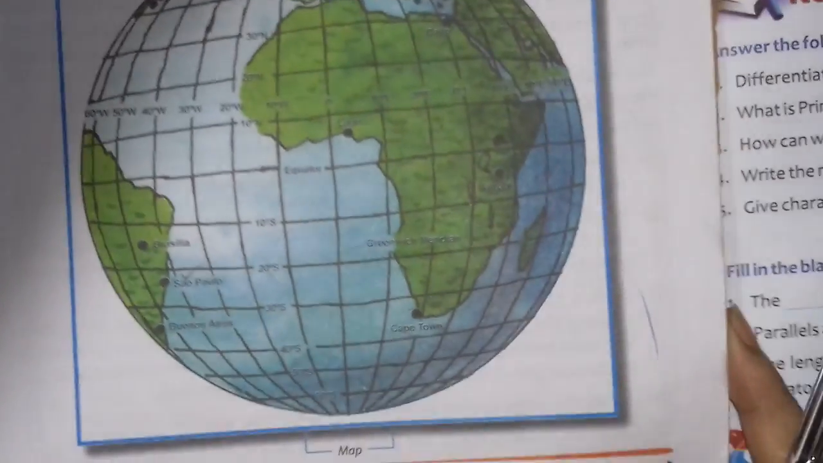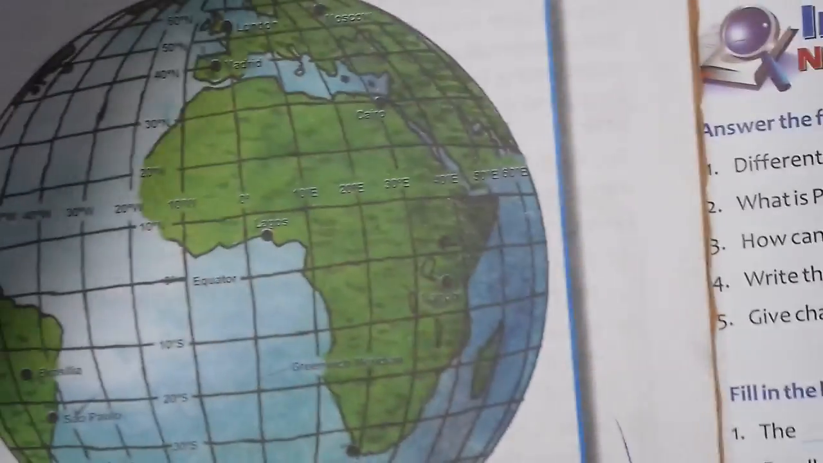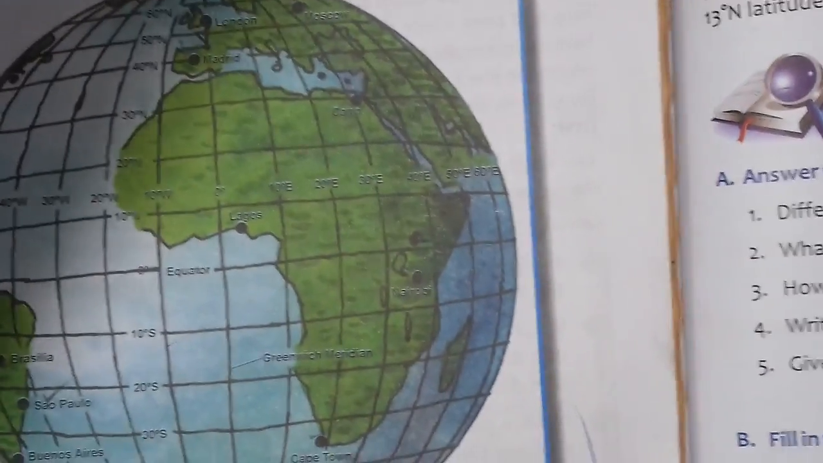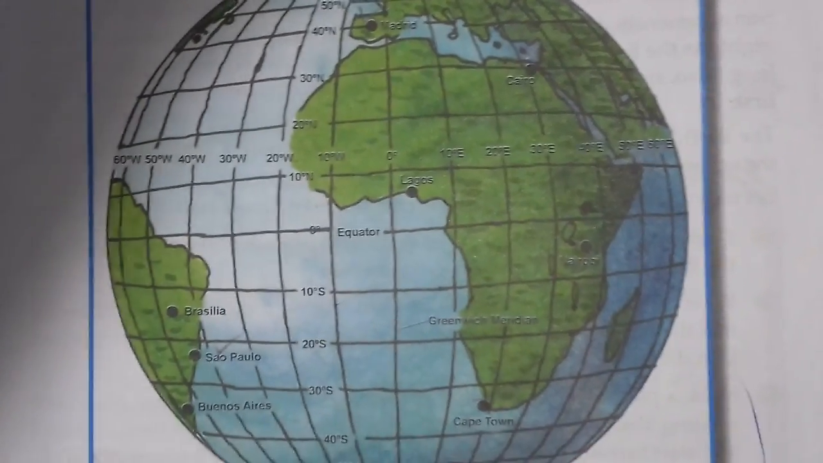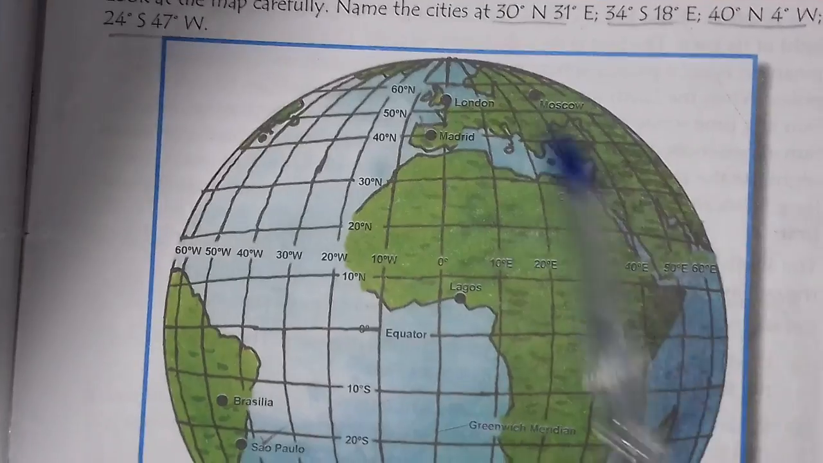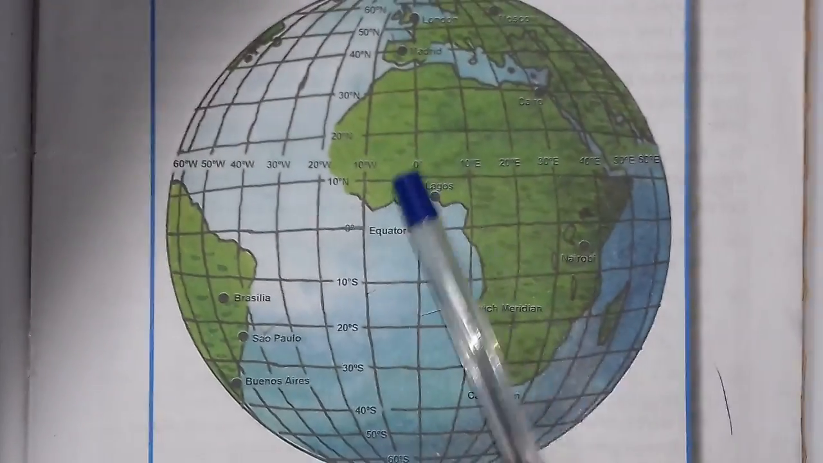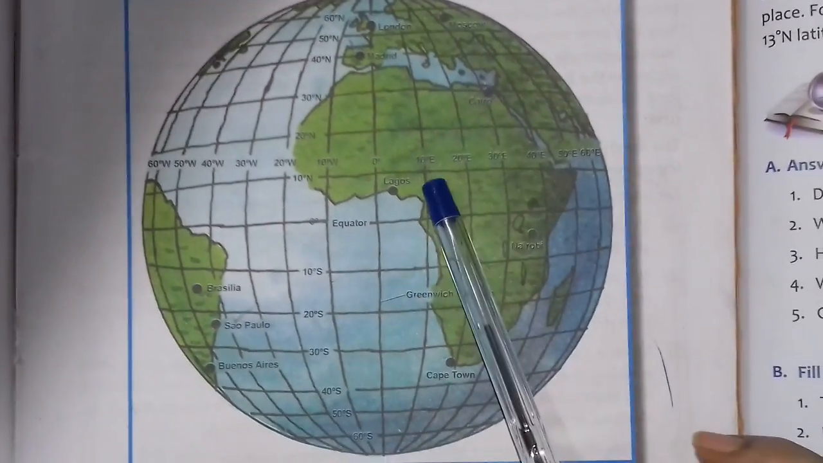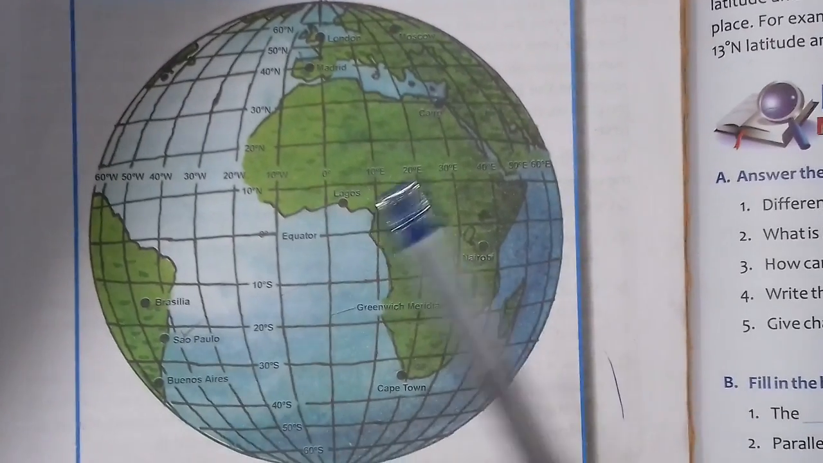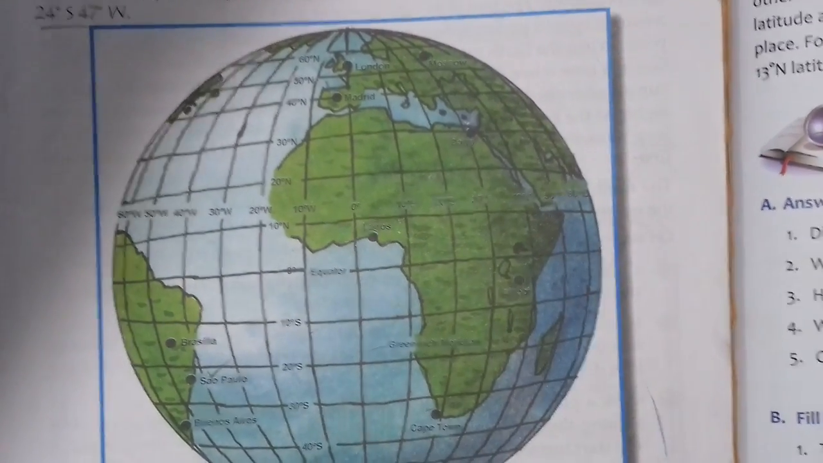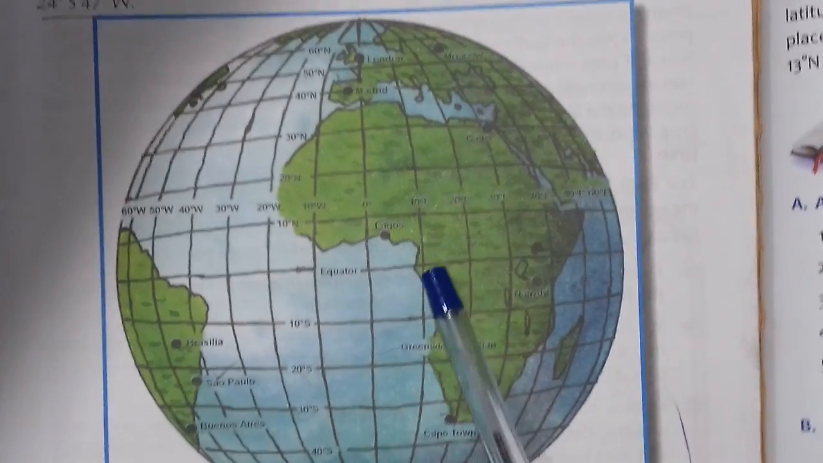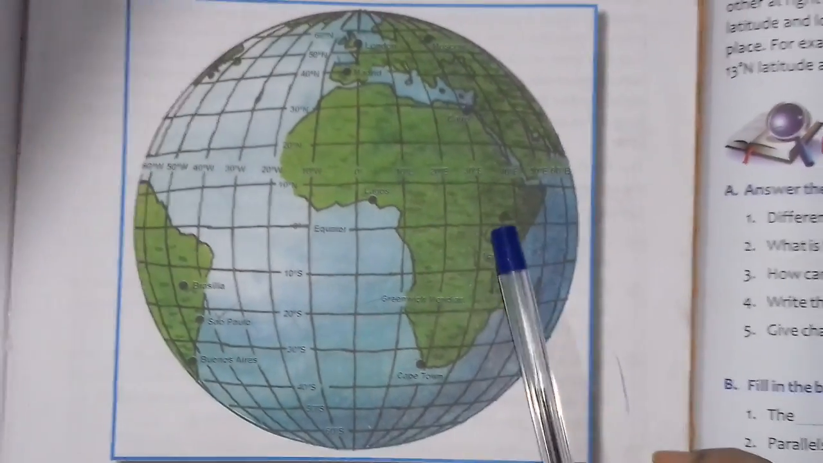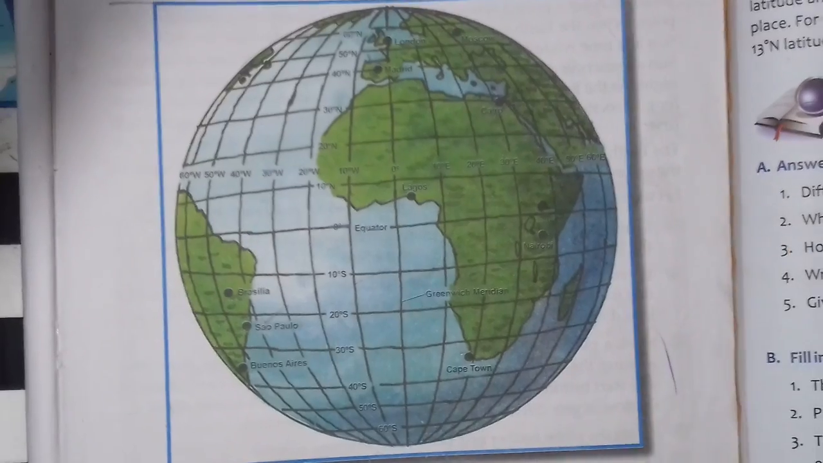And the location of Chennai is 13 degree north latitude and 80 degree east longitude. It is the grid. You can see Africa here and Europe, but it is one part of the globe, so we see it like that. So the grid is very important to locate a place.